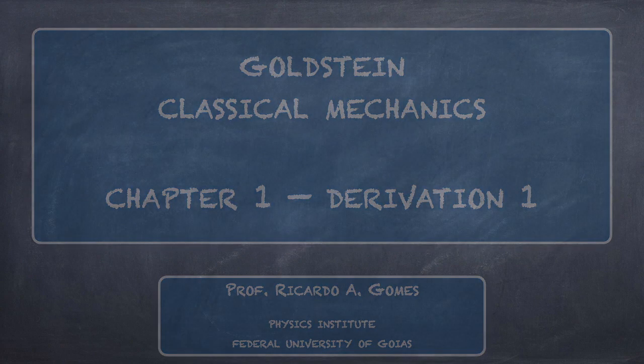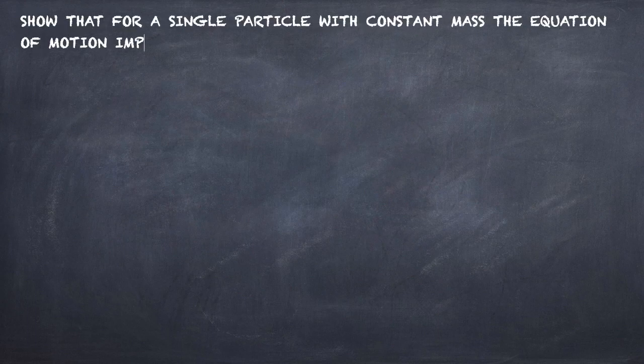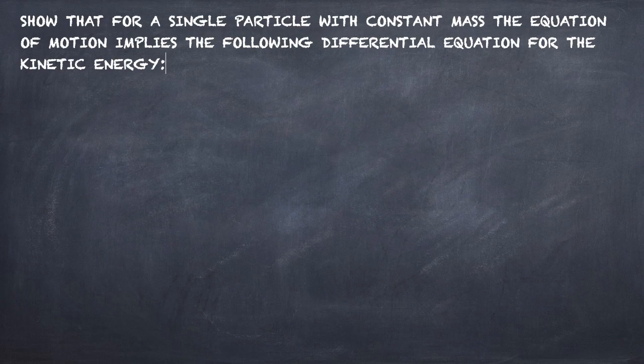In this derivation, we need to show that for a single particle with constant mass, the equation of motion implies the following differential equation for the kinetic energy. The time derivative of the kinetic energy is equal to the scalar product between the force and the velocity.